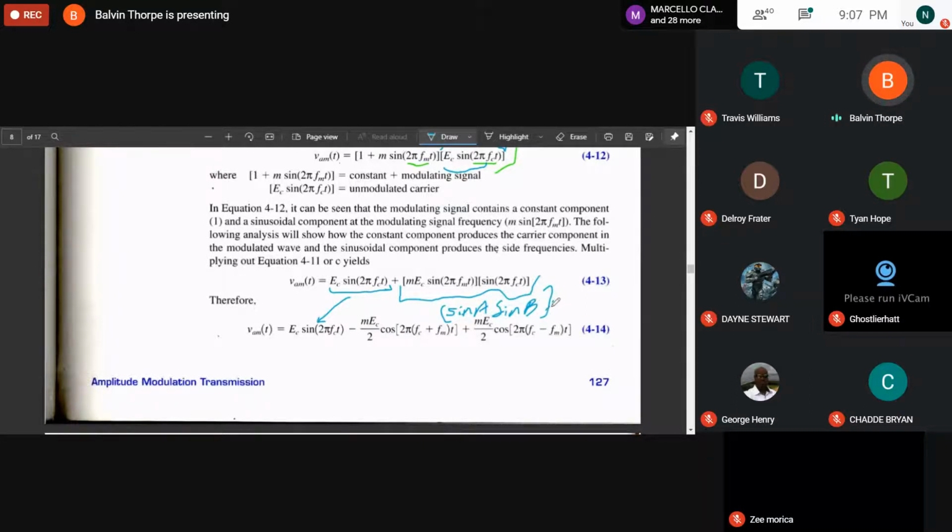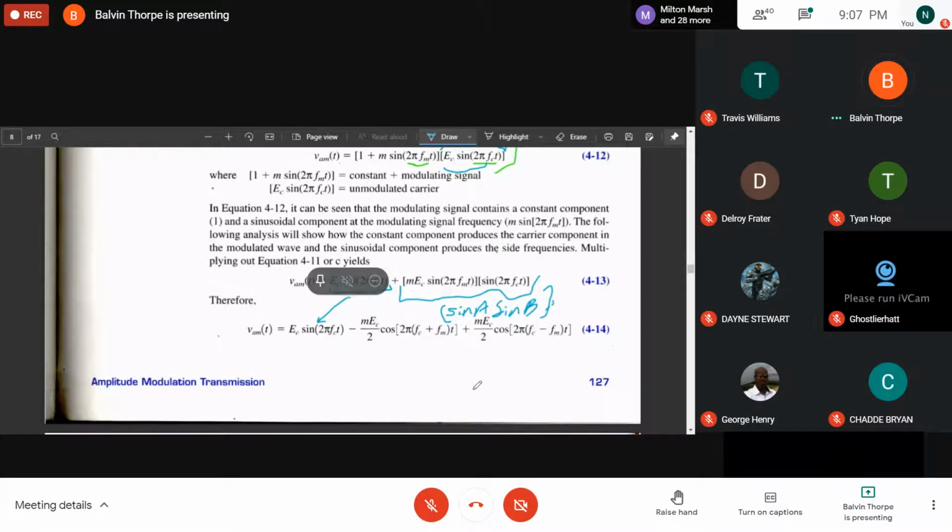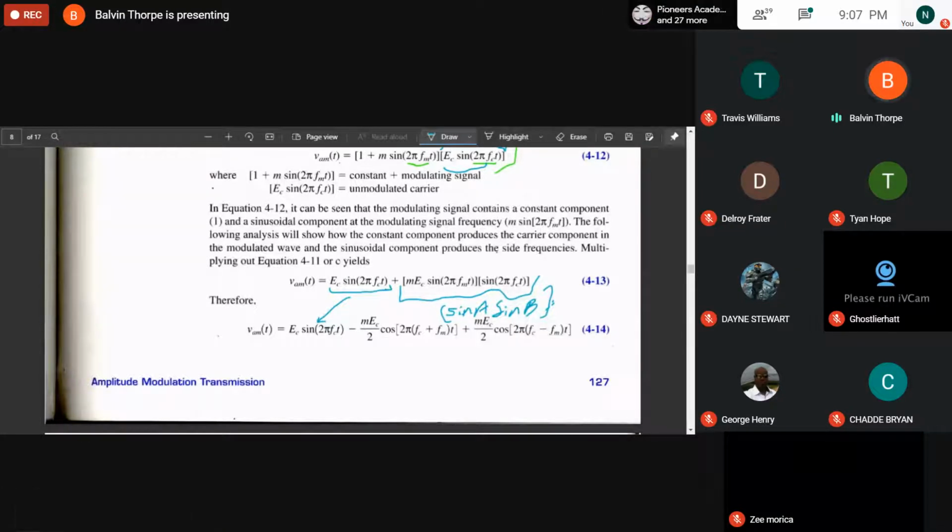Okay? Equals a half cos A minus cos B, minus a half cos A plus B. So that's what sine A sine B equals. So that's why we're able to expand here into double angle format and get all of this, including the minus sign. All of this. Okay?